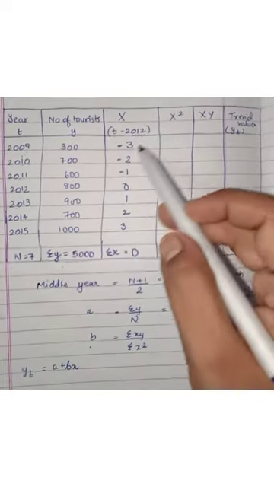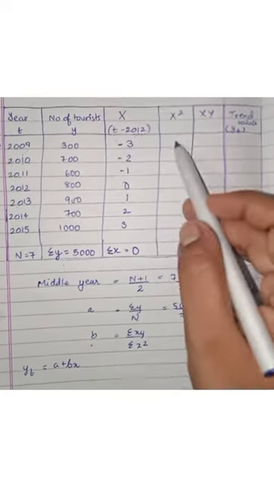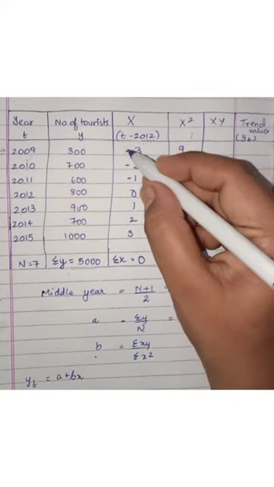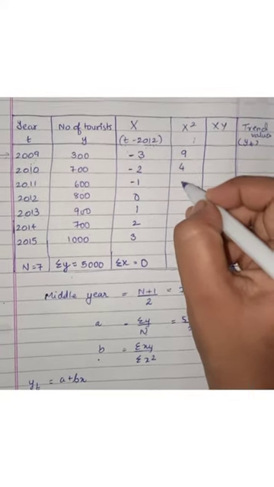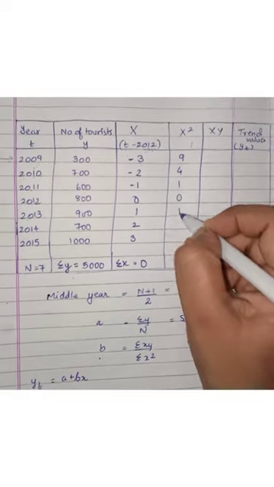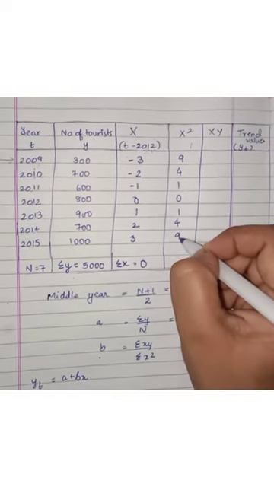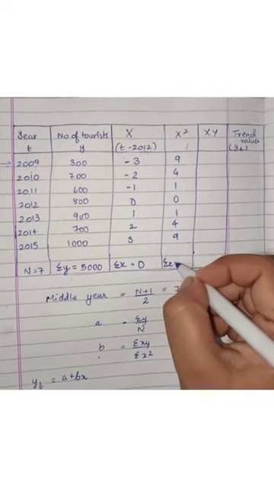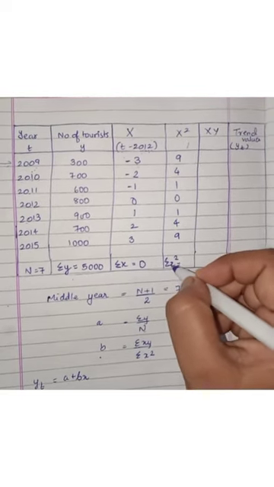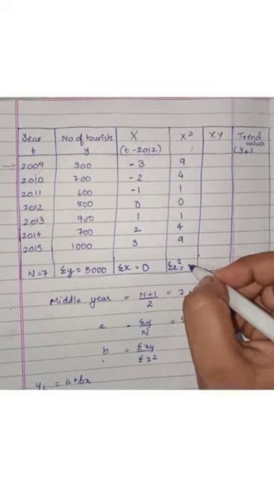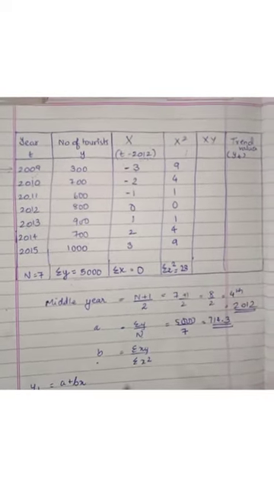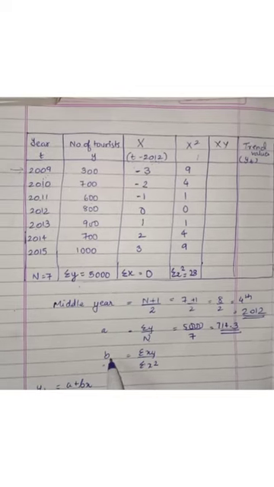Now we square x. The square of 3 is 9, square of 2 is 4, then 1, 0, 1, 4 and 9. Sum them up to get summation of x square. We get it as 28. So we got our denominator part for b.